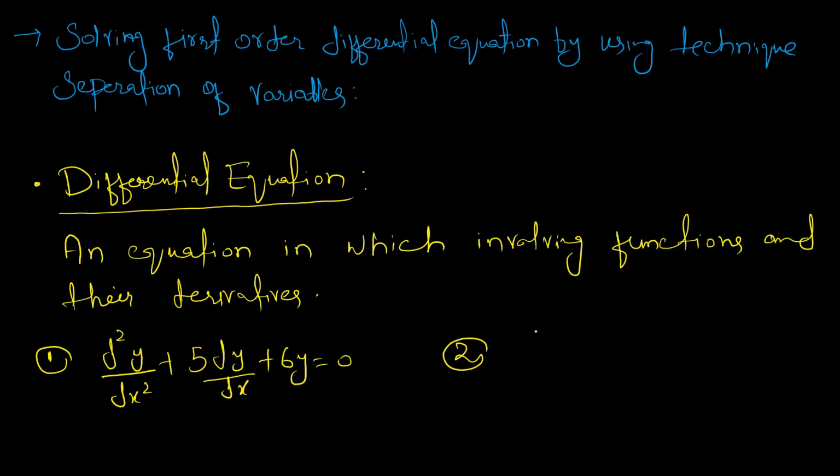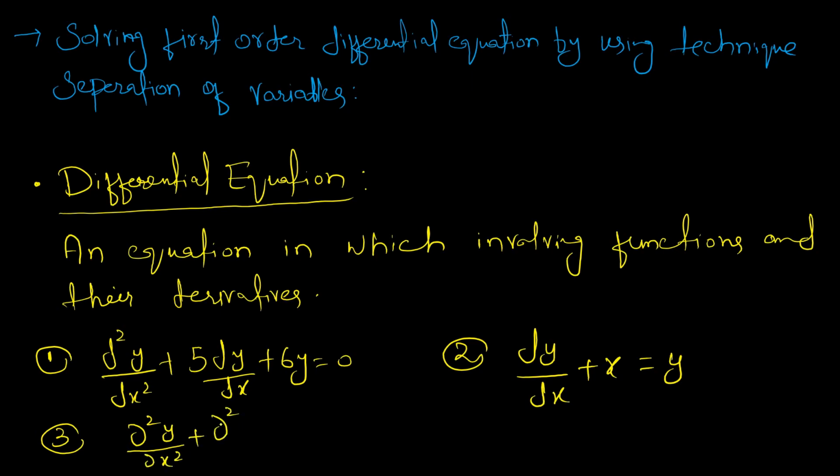Second example, for example, dy by dx plus x is equal to y. It's also a differential equation. Third example, ∂²z over ∂x² plus ∂²z over ∂t². So this is also a differential equation.